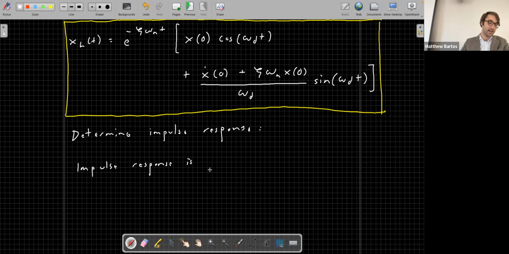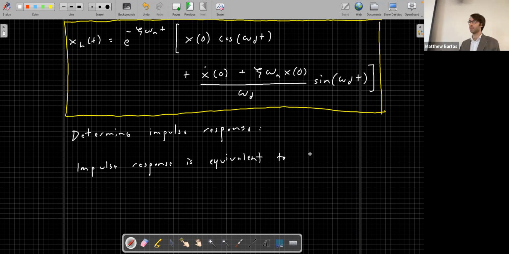is equivalent to essentially imparting a unit input of momentum to the system, which corresponds to starting with a non-zero velocity. Okay, so for the RC circuit, we showed that it was equivalent to starting with some non-zero voltage across the capacitor.